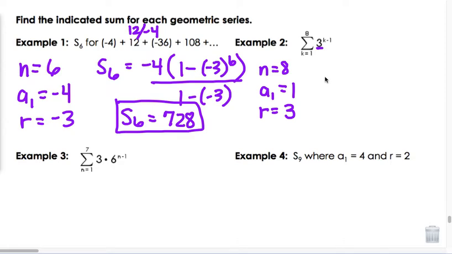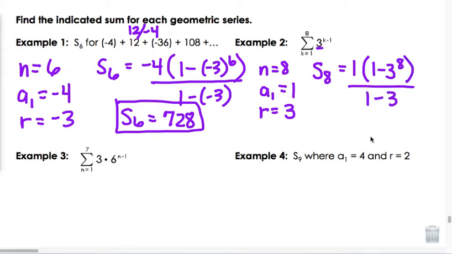Okay, so S sub 8, right? We're looking for the sum of 8 terms, equals 1, parentheses, 1 minus our common ratio of 3 to the 8th power, our number of terms, divided by 1 minus our common ratio. And that will calculate to 3,280.